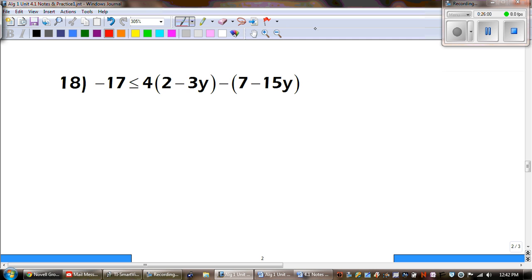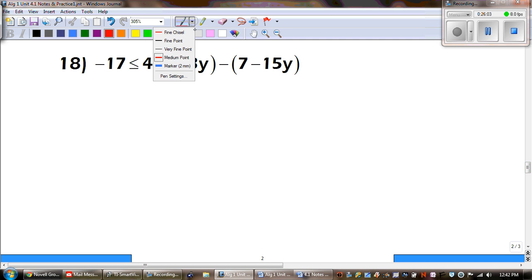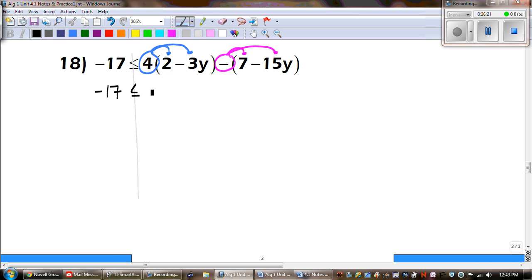There's a lot to do with distributing. So let's do the distribution together and then see if you can do it all on your own. Okay, so we have to distribute the 4. And then we have to distribute the negative sign. Okay, so negative 17 is less than or equal to 4 times 2 is 8. 4 times 3 is going to be negative 12y. And then we get negative 7. And a negative times a negative makes that a positive 15y.